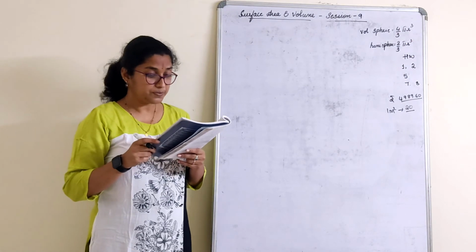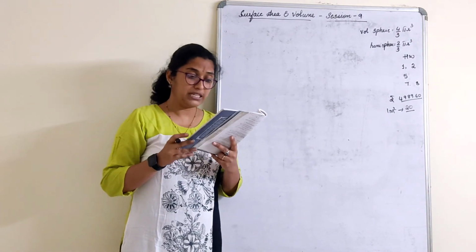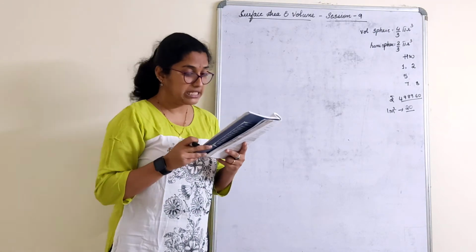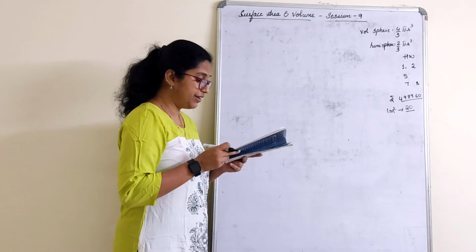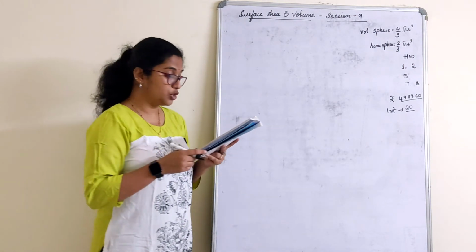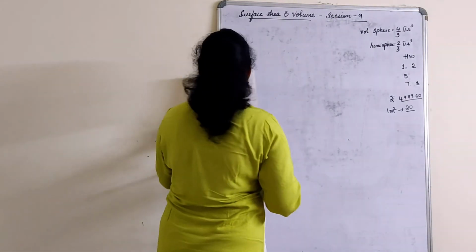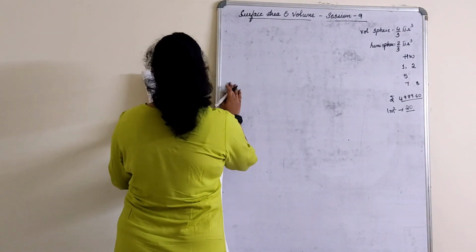Ninth one. 27 solid iron spheres, each of radius r and surface area s, are melted to form a sphere with a new surface area s dash. Find the radius of the new sphere and the ratio of s to s dash. What you have to find here is: so, 27 solid spheres.